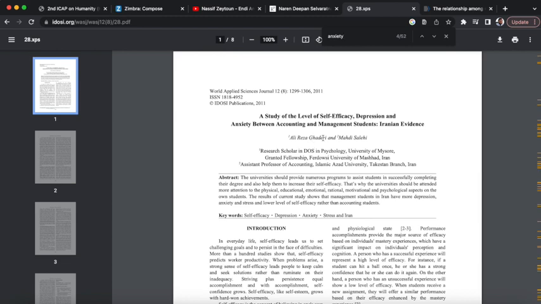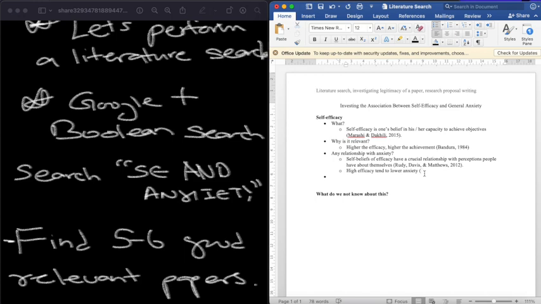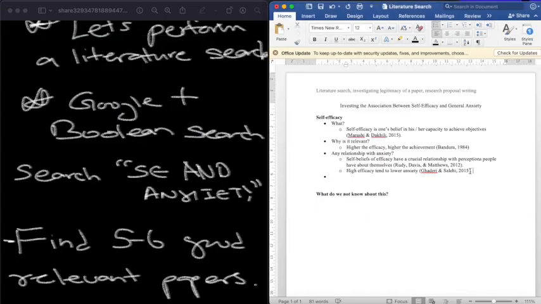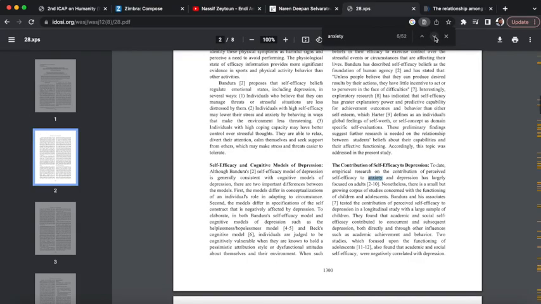Gaderi and Salehi in 2011. Gaderi and Salehi. I'm going to just write their names like this. And 2015. Okay. Oh no, that's 2011. I'm going to write 2011. Okay, now I found that information as well. But let's see what anxiety is all about.